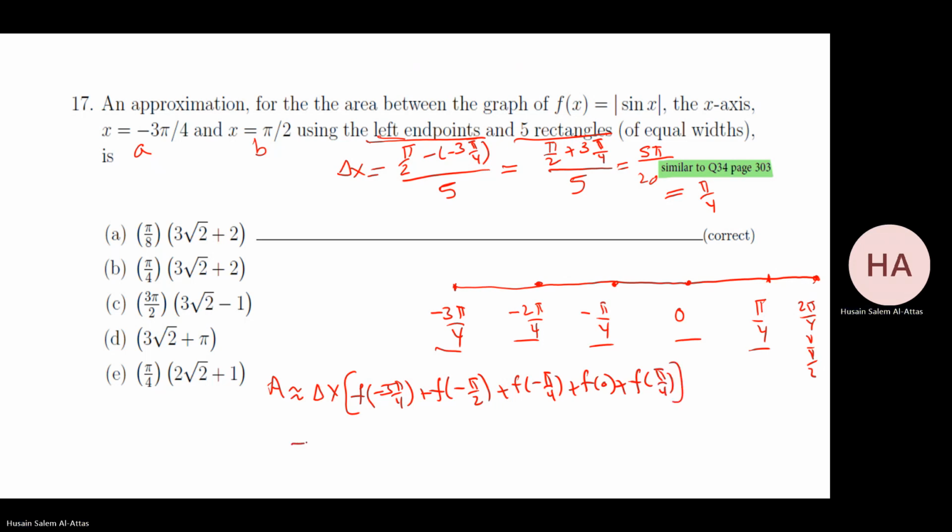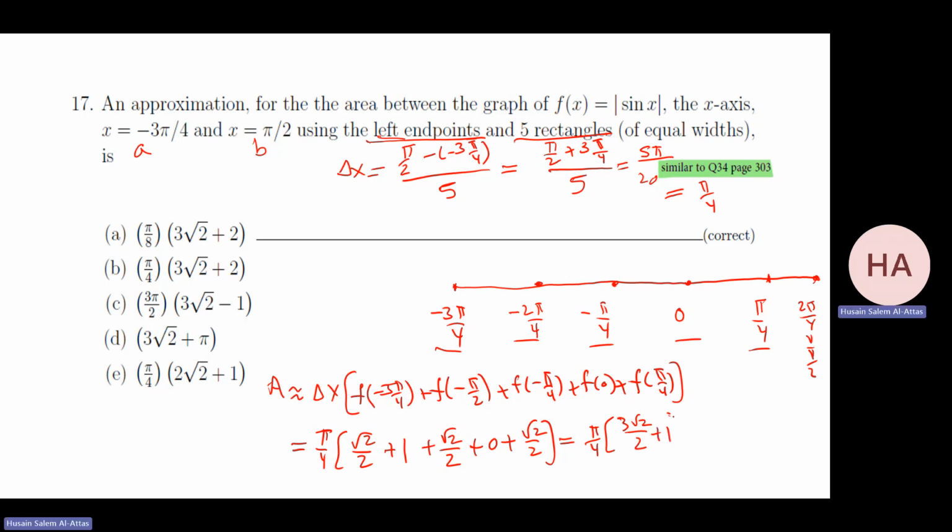Okay, what is delta x? That will be pi over 4 times what? F of minus 3 pi over 4 will be square root 2 over 2. Absolute value makes it always positive. Who cares? That will be plus 1, pi over 4 square root 2 over 2. F of 0 is 0, plus 0, plus square root 2 over 2. That gives me pi over 4 times 3 square root of 2 over 2 plus 1.